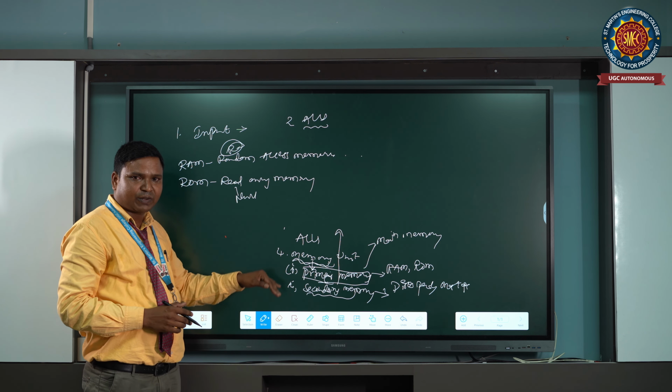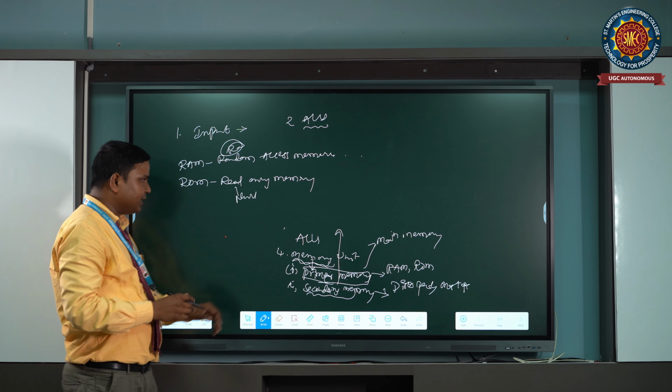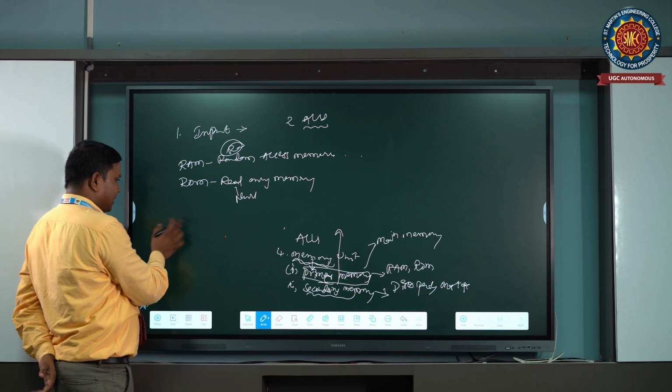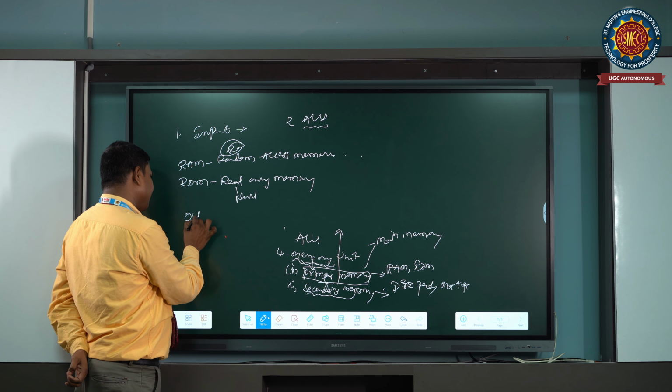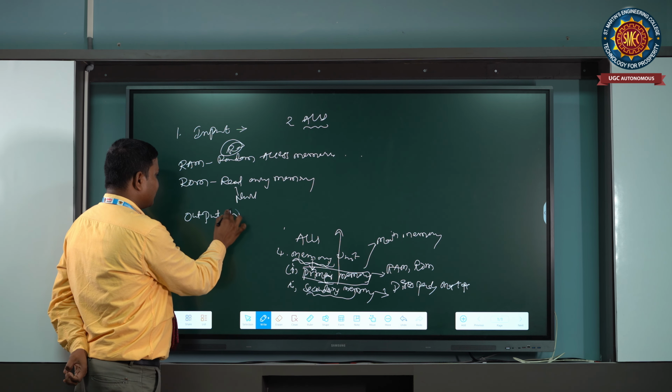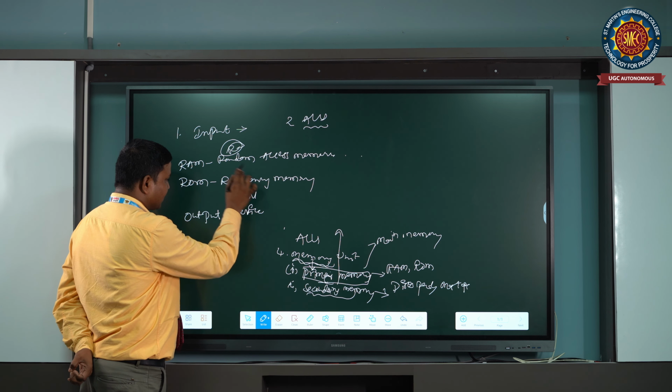So where will it be performed? It is nothing but the memory itself; all the operations will be performed in the memory. And the last one is the output device.